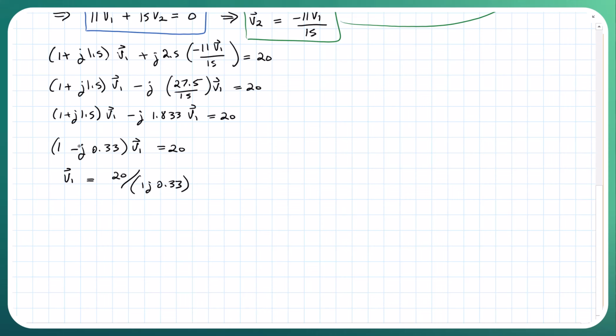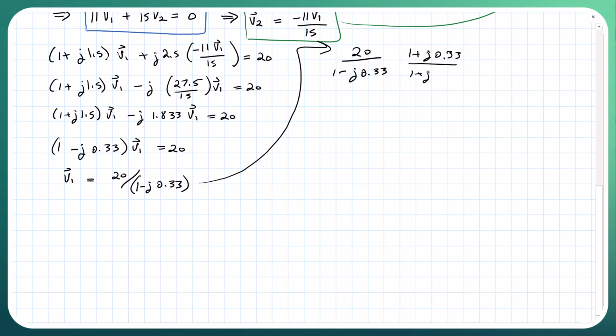So this should be a negative here. This should be a negative. Okay. And then we just multiply the numerator and the denominator by the conjugate of this. So if we go up here, I got 20 over 1 minus j0.33, and then we're going to multiply the numerator and the denominator by 1 plus j0.33.